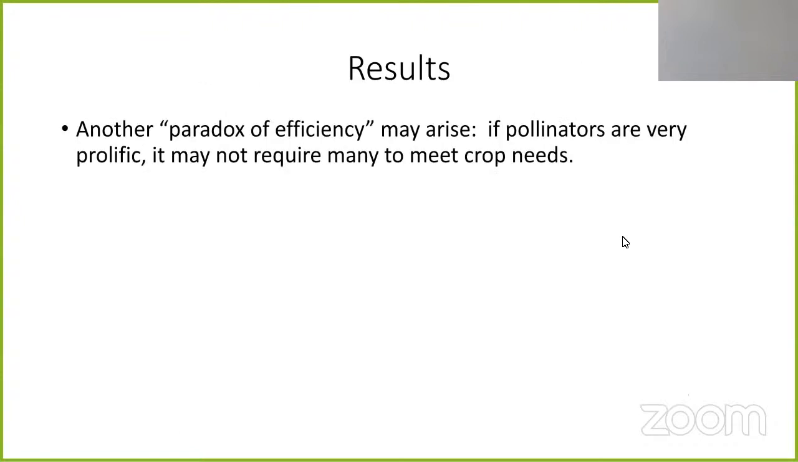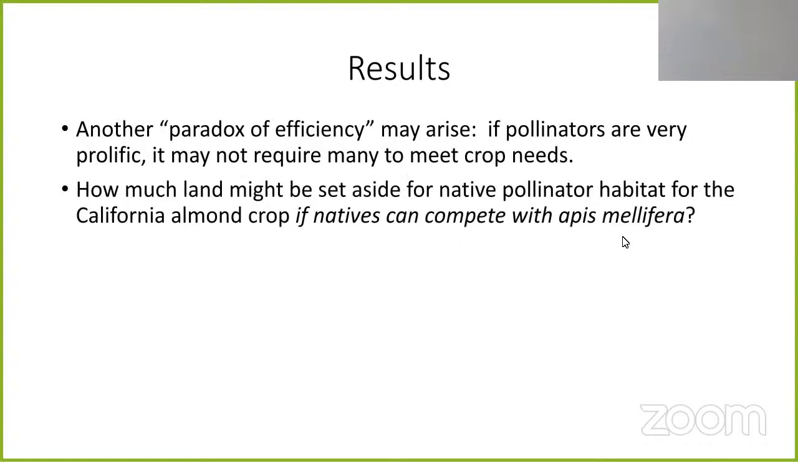Okay, so in my paper, I argued that a paradox of efficiency may arise. If pollinators are very prolific, it may not require many to meet crop needs. And then there's an interesting question: how much land would you need to set aside for pollinator habitat if you wanted to have native pollinators fertilizing the California almond crop as opposed to European honeybees, Apis mellifera?